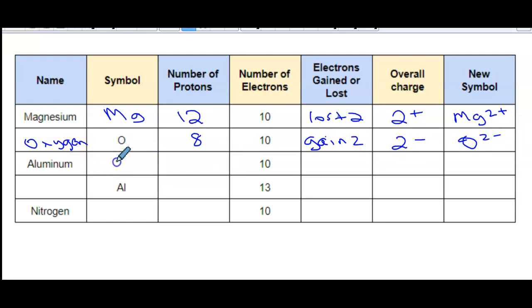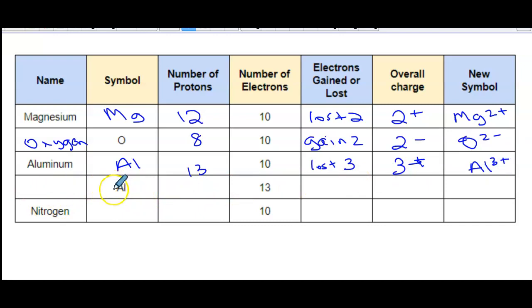Aluminum is Al. It has 13 protons and 10 electrons, so it has lost 3. So it's going to have a 3+ charge. So it's going to be Al, 3+.